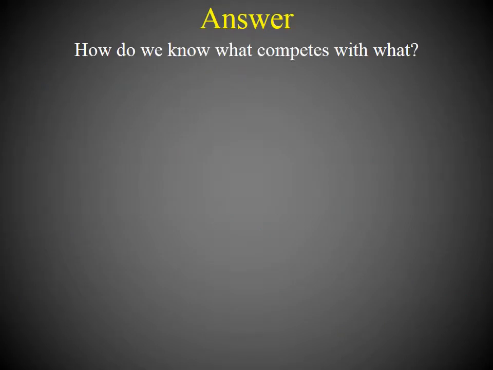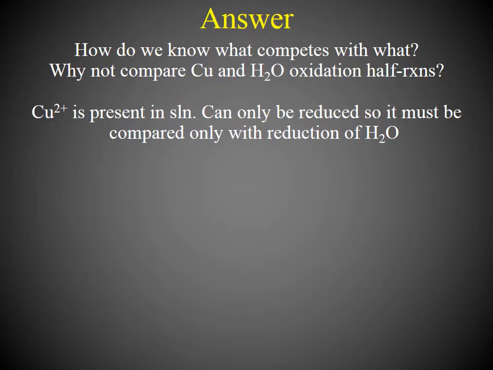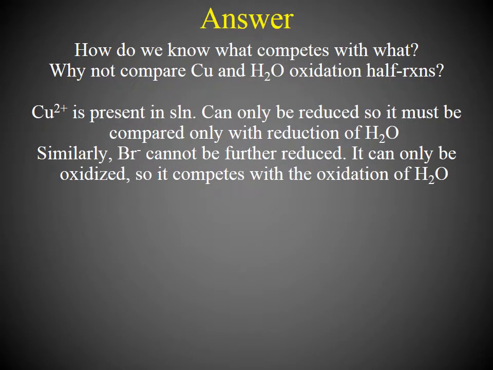Well, here are a couple of questions you may have been asking yourself. How do we know what competes with what? Why not compare copper to water oxidation half reactions? Well, of copper, it's copper 2 that is present in solution. That could only be reduced. So it must be compared with the reduction of water. And in the case of bromide ion, it cannot be reduced any further, so it can only be oxidized. Therefore, it must be compared to the oxidation of water.